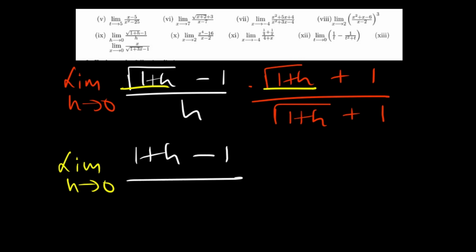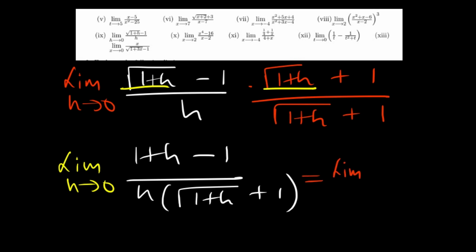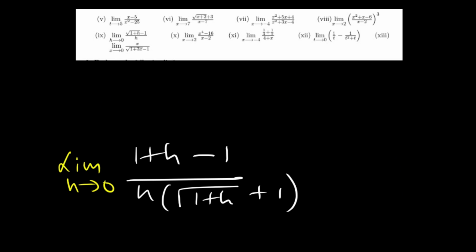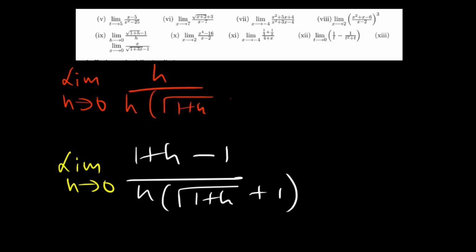On the bottom, we'll not simplify anything. We'll leave them as they are. Product of h and root of 1 plus h plus 1. Okay. At this point, 1 and the minus 1 are going to subtract. So we remain with the limit as h approaches 0, and then you have h over h. Let me basically show this on the next step better so that you can clearly see what I'm writing. So what we have here is the limit as h approaches 0. We have h over h, and then in the brackets we have root of 1 plus h plus a 1.